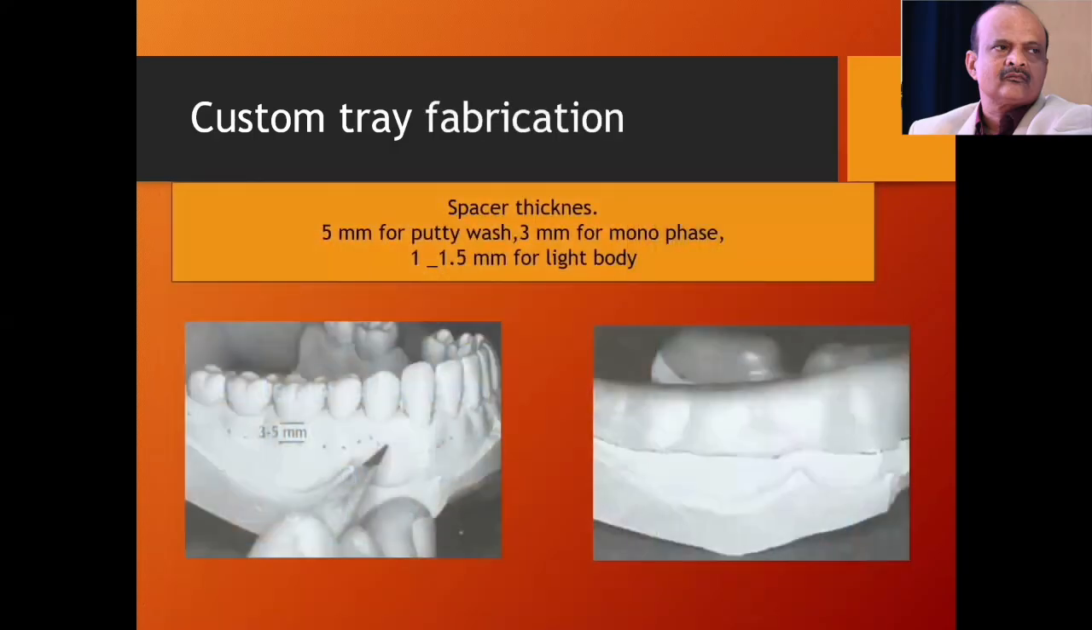Custom trays, the spacer thickness is an important thing. For a putty and light body impression, we require around 5 mm of spacer thickness, around 3 mm of spacer thickness for a monophase impression, and around 1 to 1.5 millimeter of spacer thickness for a light body impression only. To begin with, you should mark around 3 to 5 mm from the apical margin of the free gingival margin. Then you cut the wax spacer, extending it around 3 to 5 mm apical to the gingival margin.